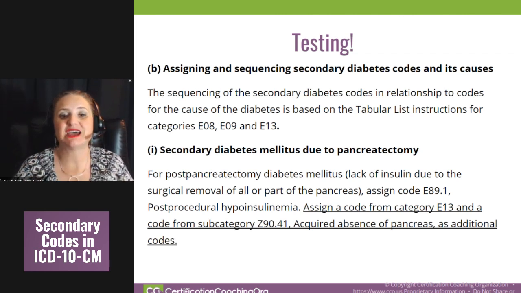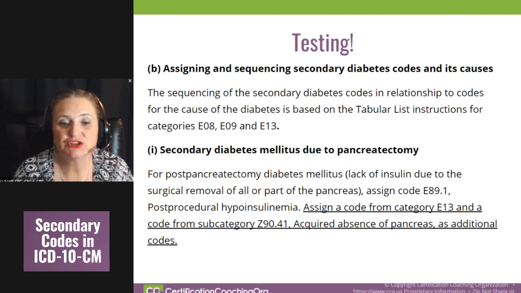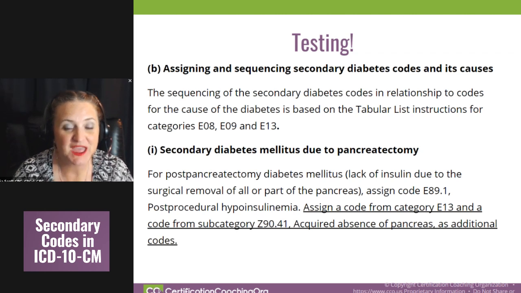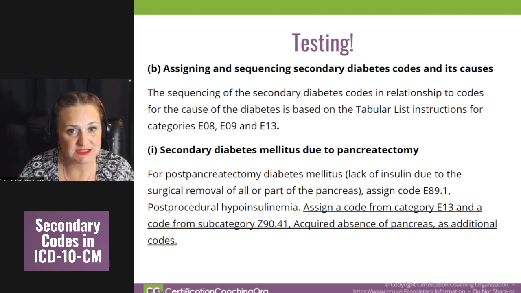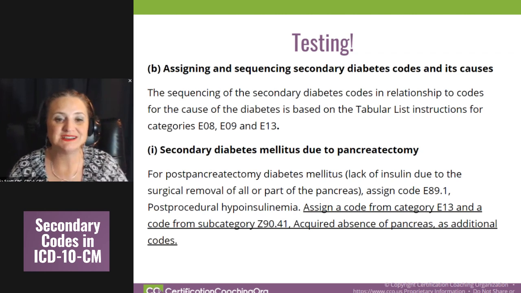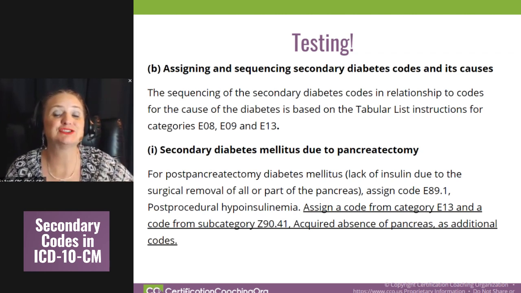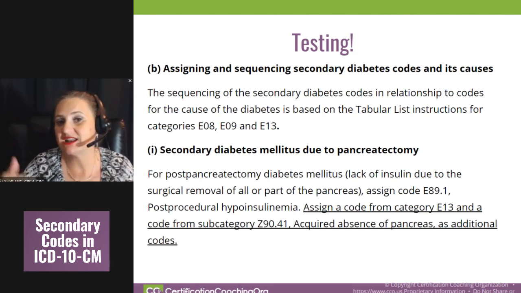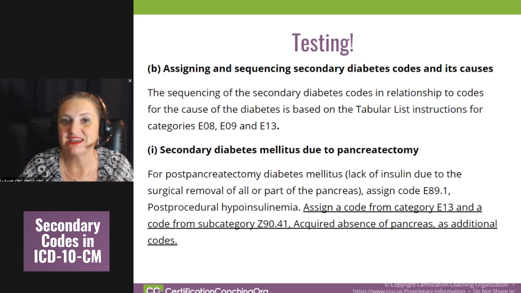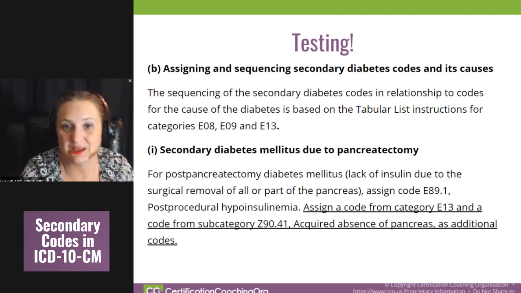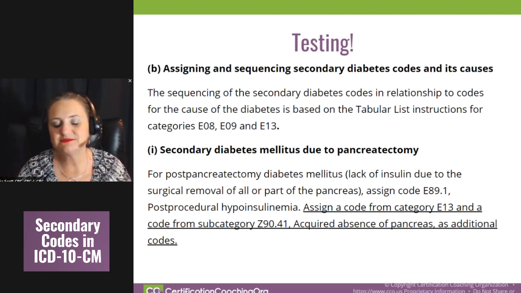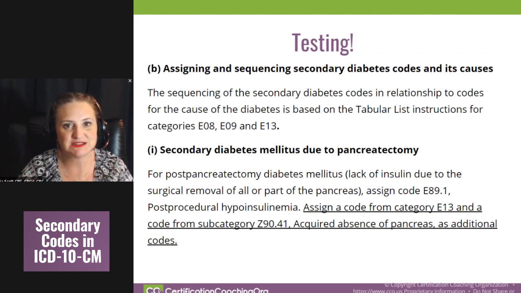Why? The Z code is a secondary code to explain why their body's not producing insulin, because they had a pancreatectomy. See how that's a secondary code, a Z code explaining the story, whereas secondary diabetes is actually a condition. It's a diagnosis in and of itself. It's not a secondary diagnosis, it's a condition, secondary diabetes. All right. See, I told you, you can explain everything you need to with diabetes.